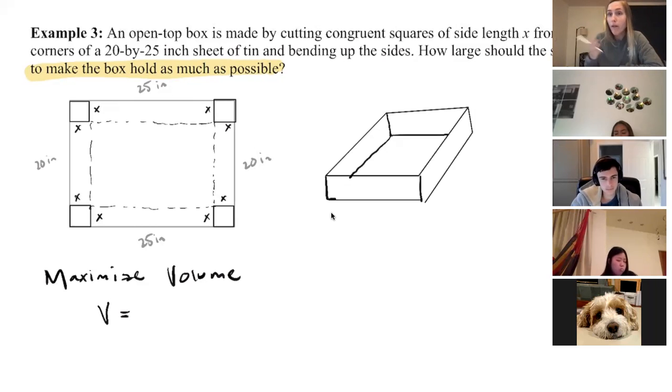So we need to come up with an equation for volume here. And volume of a box, of a rectangular prism, is length times width times height. So we need to figure out what the length, width, and height are. Now, if we cut out those squares that are x by x from each corner and fold up the sides, do we see that the height would be x? The height of the box would be x.